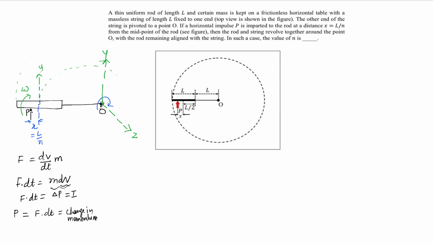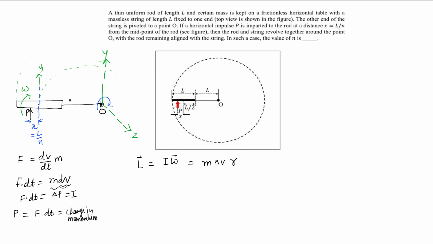Now, because of this impulse, there will be an angular momentum in the negative z direction, which is in the omega direction. So what is that angular momentum? That angular momentum is I omega, which is also equal to m delta v into r. This is also angular momentum.